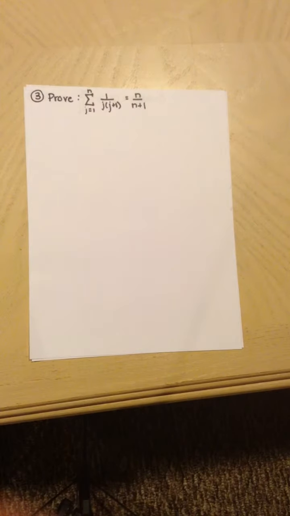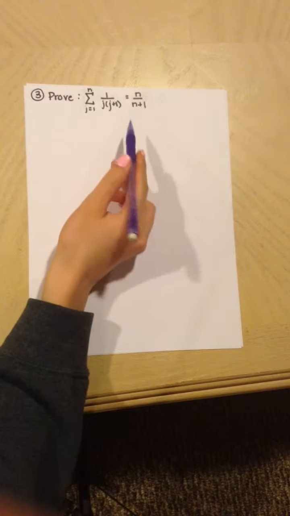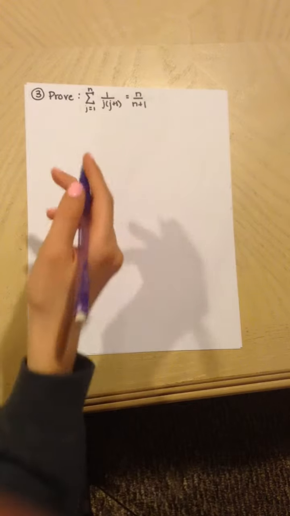So for this next one, we have to prove that the sum of 1 over j times j plus 1, from j equals 1 to n, equals n over n plus 1.